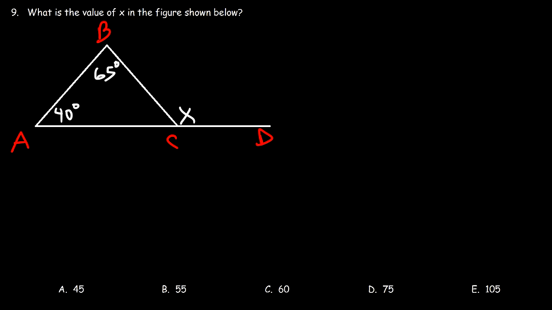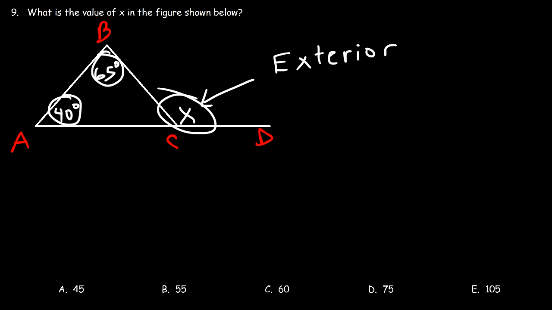Now, the interior angles are the angles on the inside of the triangle. So these are interior angles. They're on the inside. The exterior angle is the angle on the outside. So this is an exterior angle. Now, the remote interior angles are the 2 interior angles that are away from this angle. Basically, these 2 angles are the remote interior angles.